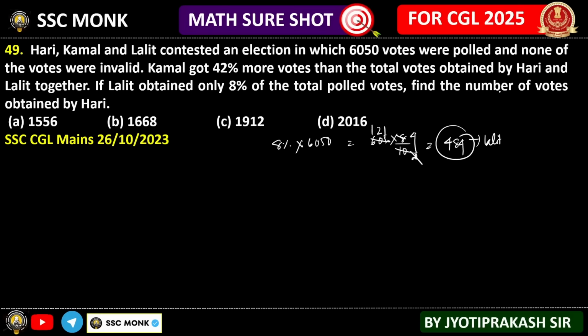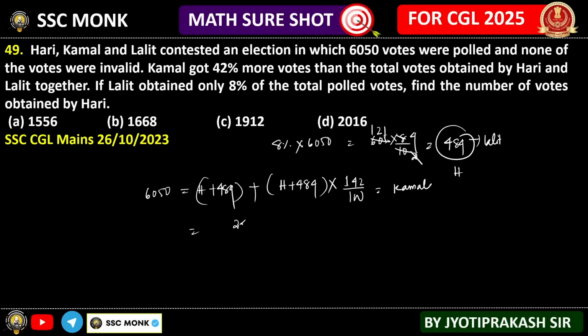Now let's say Hari, whatever votes were received by Hari, we do not know. Let's say H. So H plus 484 into 42% more, that means 142 by 100, is equal to what? Kamal. Now it is saying if I add all this plus Hari's votes plus 484, I will get the total amount, that is equal to 6050. Yes or no? Yes. So I can write here it will be 100, here it is 242. So 242 by 100 into Hari plus 484 is equal to 6050.